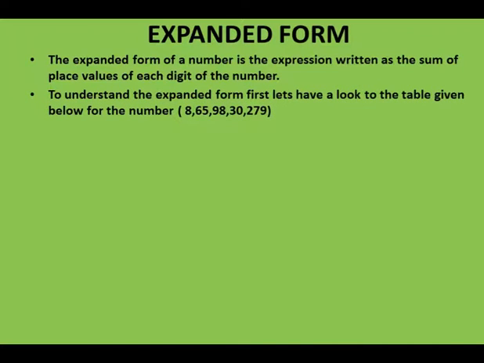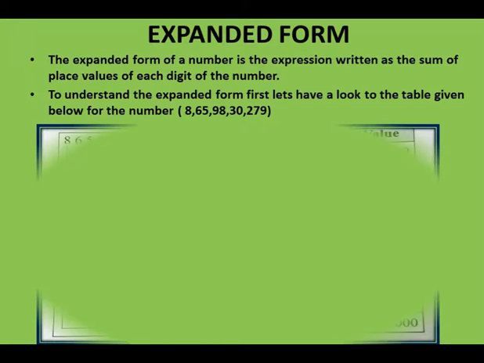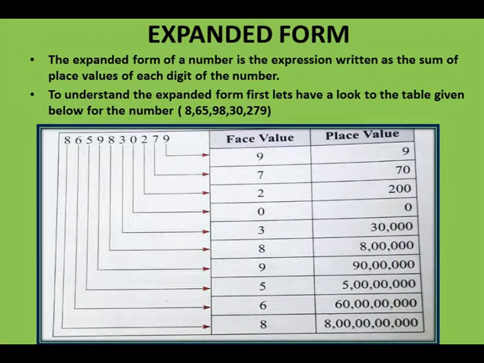To understand the expanded form, first let us see a table for the given number. Here we have written the face value and place value of each digit. In the first column you can see the face values, and in the second column we can see the place values. While writing the expanded form, we continue with the first digit, that is 8. From 8 we will write the place value of the first digit, then the second, third, and so on.